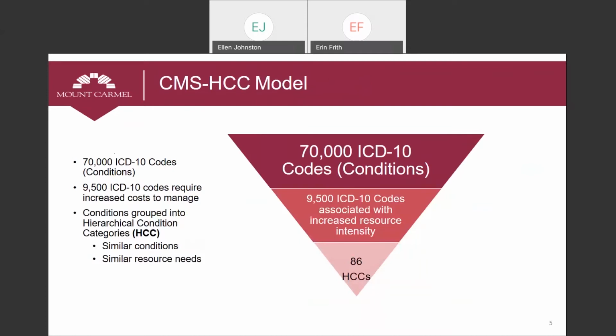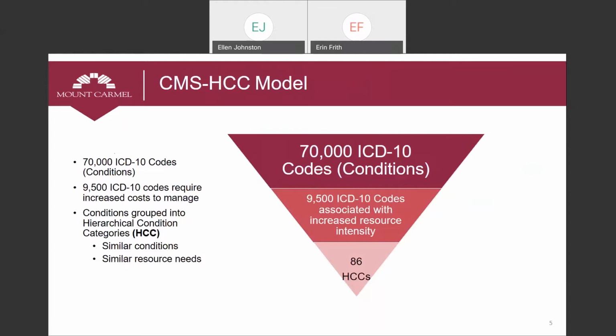As you know, there are approximately 70,000 diagnosis codes included in ICD-10-CM. Every year, each code is evaluated using CMS data to determine which codes utilize the most resources. Once that is done, the data is normalized so that the average Medicare Advantage patient has a risk score of 1.0.